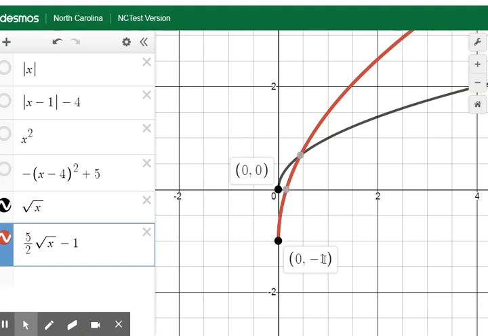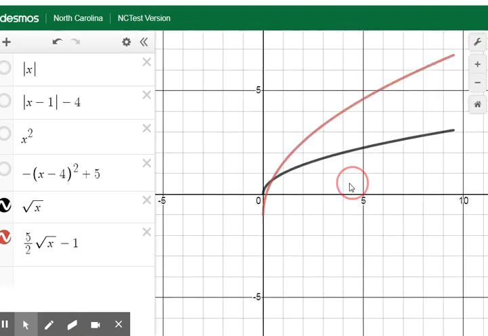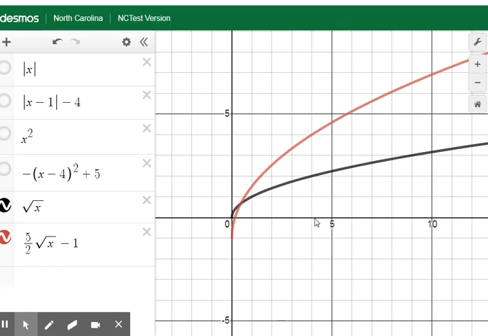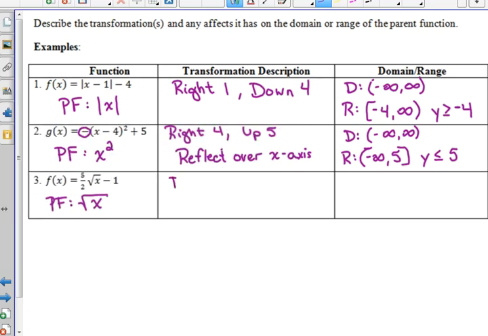But anyways, we've got it here so we can clearly see we went from 0, 0 to 0, negative 1. So we went down 1. And then if we zoom out a little bit, we can tell that our transformation is definitely taller than our original function. So not only did we go down 1, we have a vertical stretch.